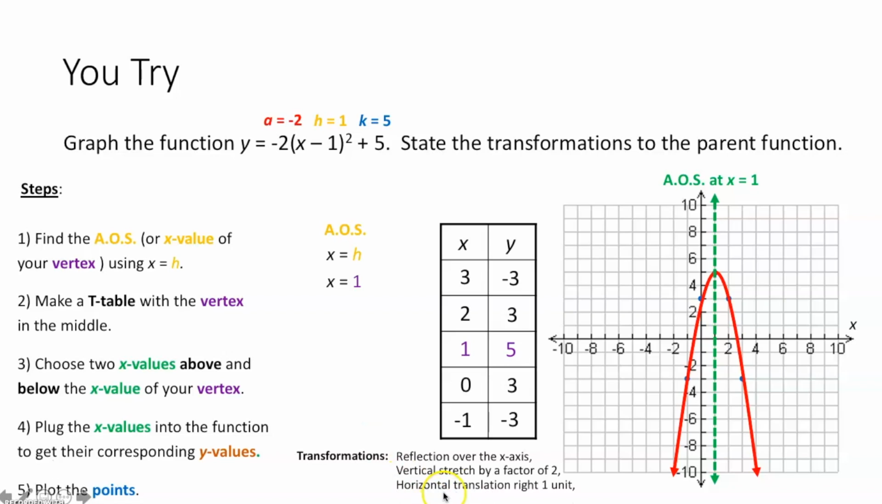Here, we also have a horizontal translation right 1 unit. That's what our h equals 1 means. So we shifted our parent function to the right 1 unit. You can see the vertex moves to the right 1 unit. It also moves up 5 units, and that's because of our k value. So the k value causes a vertical translation up 5 units.